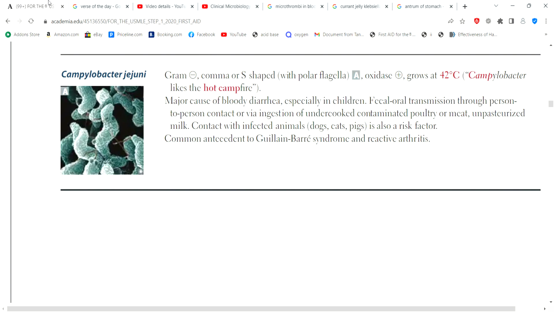Unpasteurized milk and contact with infected animals like dogs, cats, pigs is also a huge risk factor. It's a common antecedent of Guillain-Barré syndrome and reactive arthritis. So basically, somebody who has Guillain-Barré syndrome will have had an infection with Campylobacter jejuni beforehand. Guillain-Barré syndrome is a paralysis that starts in the legs and goes all the way up. So remember, it starts in the legs and goes all the way up, and they'll have had Campylobacter jejuni infection beforehand.